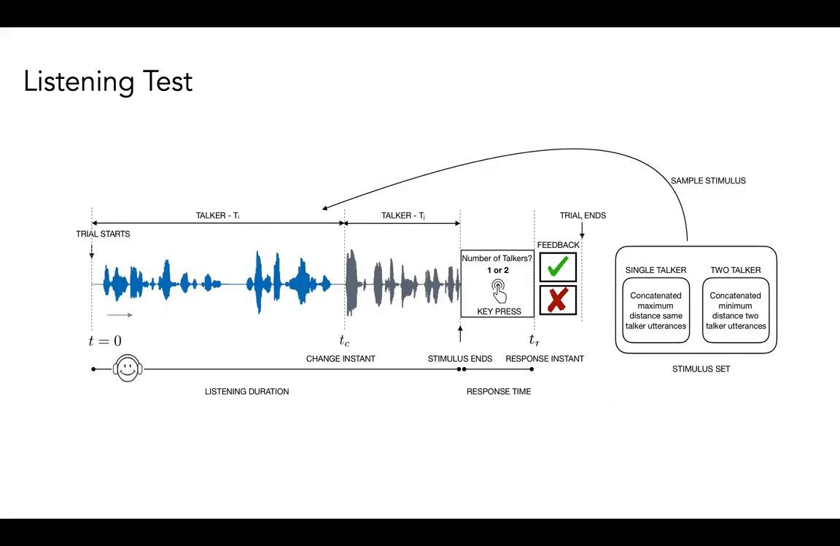The listening test is quite simple. The subject listens on a headphone in a quiet listening environment. The trial is composed of listening to a speech stimulus, and at the end of the stimulus, the subject needs to give a response on the number of talkers present in the speech signal. After the response, there's a feedback and the trial ends. We store the response as well as the response time. To give a demo of two trials of this listening test, we will go to the next slide.